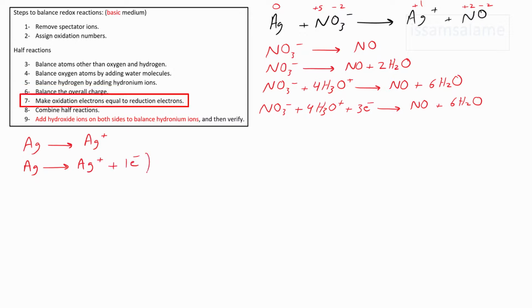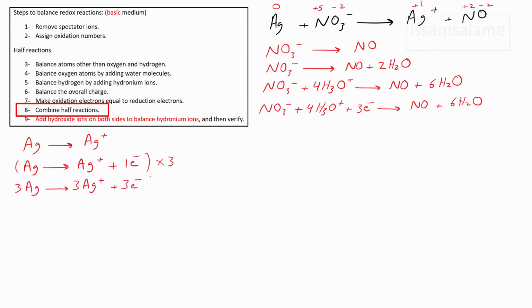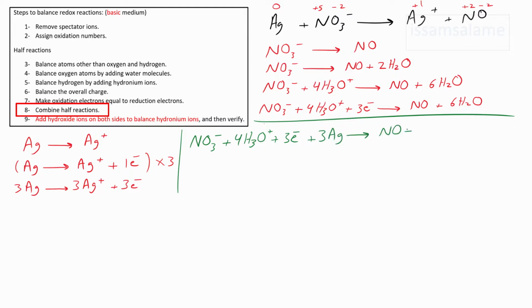In the 7th step, we should make the electrons on both half reactions equal. So we should multiply the second one by 3, and then we move to step 8, where we have to combine the two half reactions by writing all the reactants and all the products, and if we get anything in common between the reactants and the products, we should cancel that thing. And as you can see, the only thing which is common between the reactants and the products is the 3 electrons, so we cancel them, and then we write the overall redox reaction.